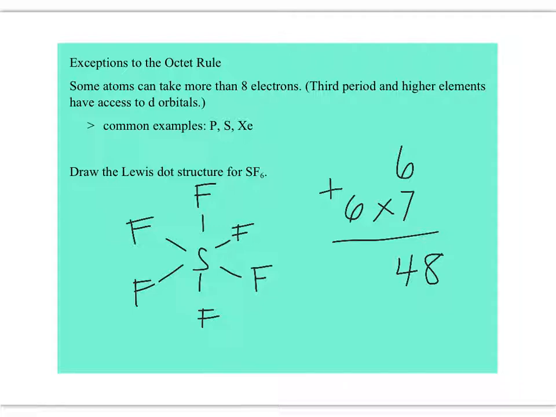So you can see here that sulfur has access to 12 valence electrons, definitely an exception to the octet rule. Fluorines will still need their octets, however, and so we'll draw 3 lone pairs on each fluorine. So here's the completed Lewis dot structure. All fluorines now have their octet, and if you add up the electrons, it adds up to 48 valence electrons.